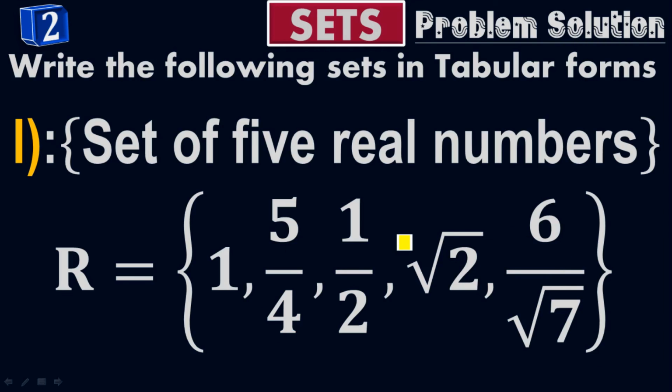What is a real number? A real number is the union of rational numbers and irrational numbers. These 3 are the rational numbers. These 2 are irrational numbers. It is the combination of rational and irrational numbers. So this is going to be the tabular form for L.